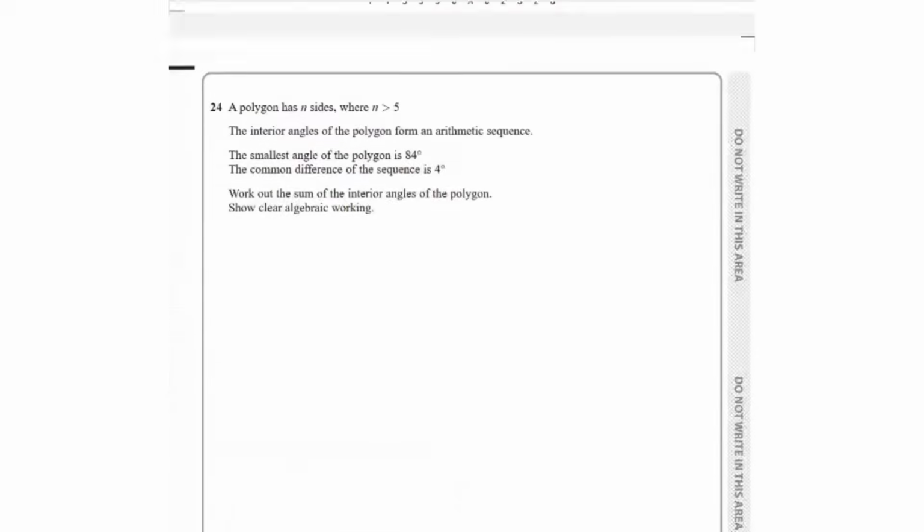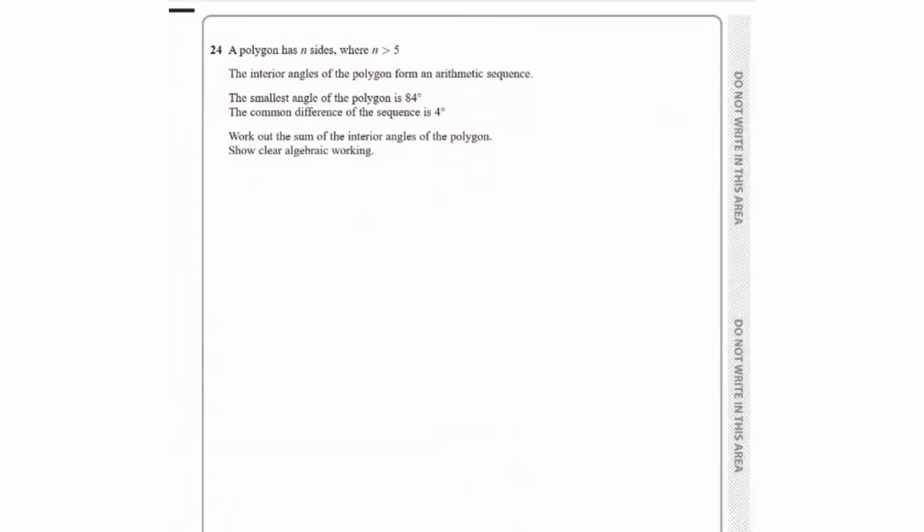This was 5 marks. Then question 24 says the polygon has n sides where n is greater than 5. The interior angles of the polygon form an arithmetic sequence. The smallest angle of the polygon is 84 degrees. The common difference of the sequence is 4 degrees. Work out the sum of the interior angles of the polygon.